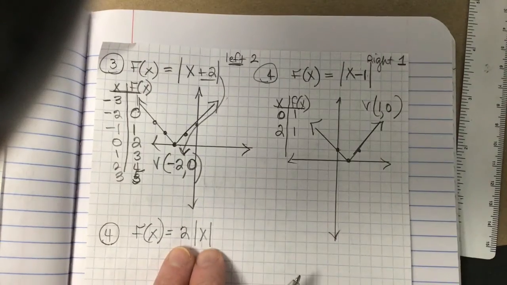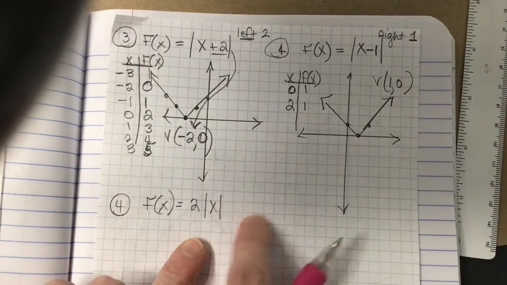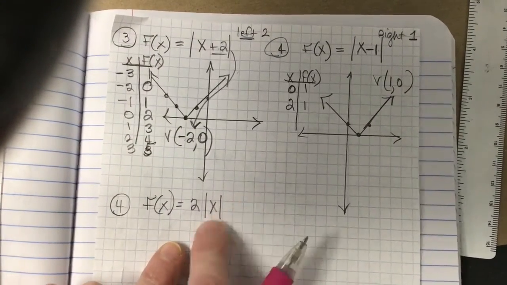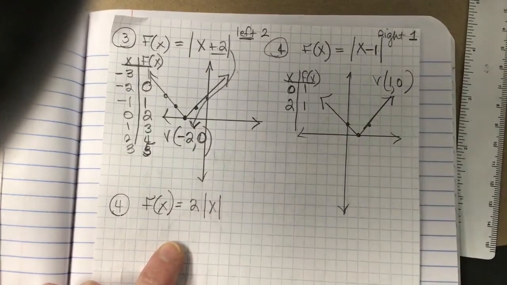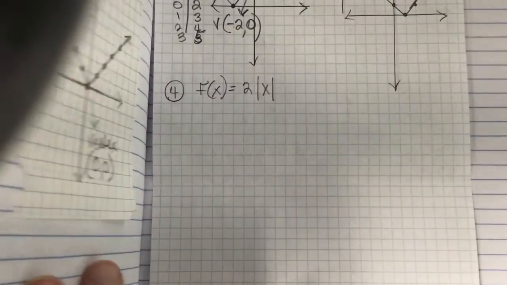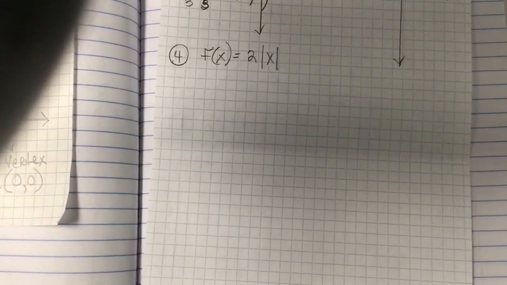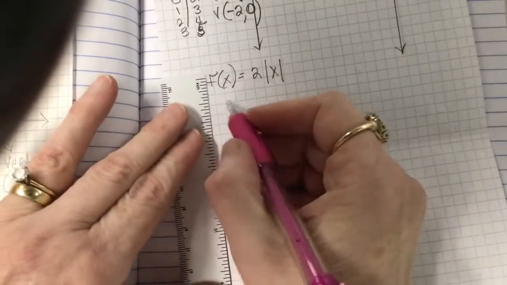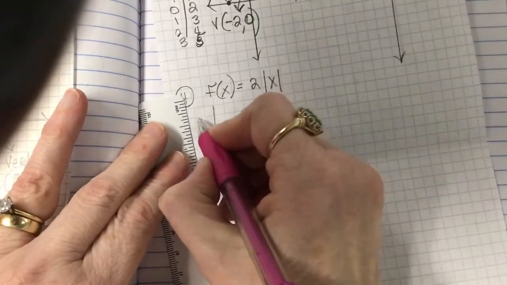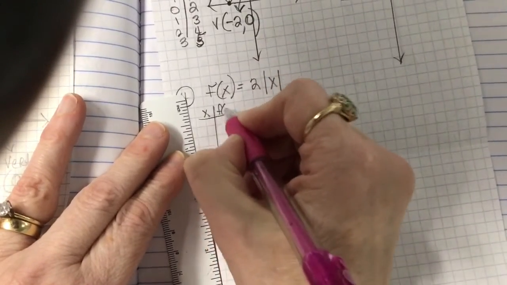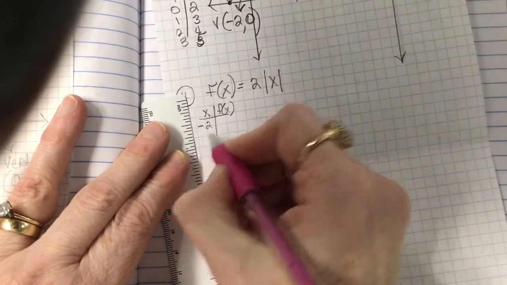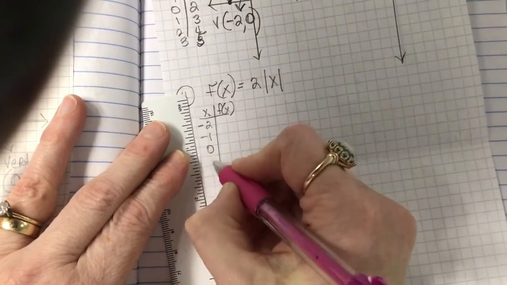We want to see what happens when we don't change anything, adding or subtracting out here, or adding or subtracting inside. We want to see just what happens when we put a 2 here. Now, your t-table can get really big really quickly, so we're going to do -2 to +2. And I don't know that we'll graph all of them. We'll just see how big our numbers get. The t-table we're going to do is x, f of x, and we're going to do -2, -1, 0, 1, 2.